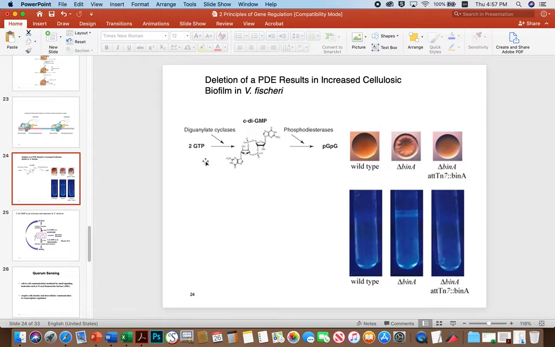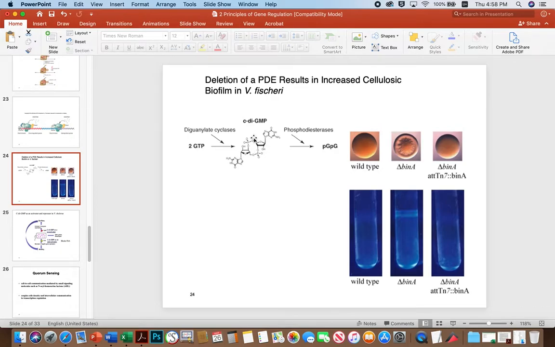diguanylate cyclases and phosphodiesterases work together to regulate biofilm formation in Vibrio fischeri, a microbe that I work on. And so in this particular case, GTP molecules in the presence of this enzyme diguanylate cyclase are used to make cyclic di-GMP. That's the signal, and that signal is what activates biofilm formation. And phosphodiesterases, on the other hand, cleave this molecule here and here to open it up and to turn the cyclic di-GMP into pGpG. And so again, basically it's cutting one of these phosphodiester bonds. So you get pGpG.